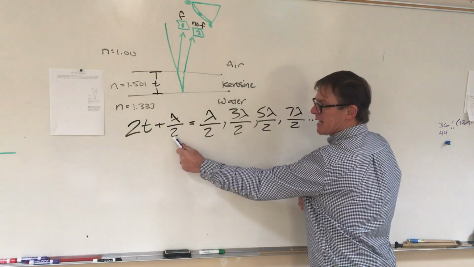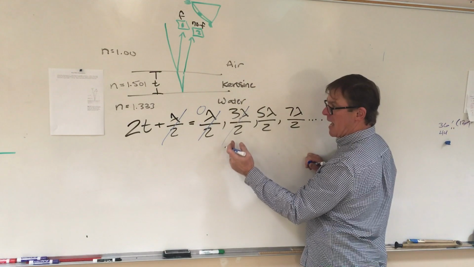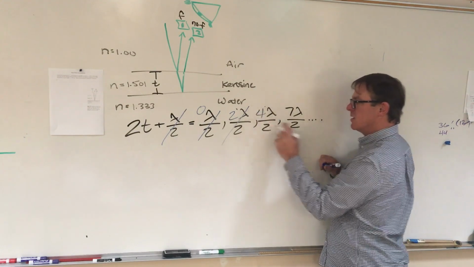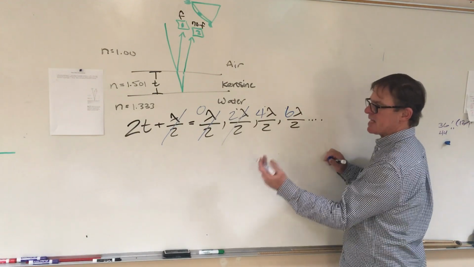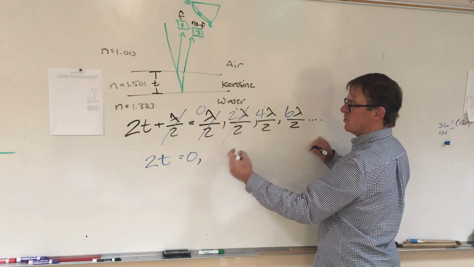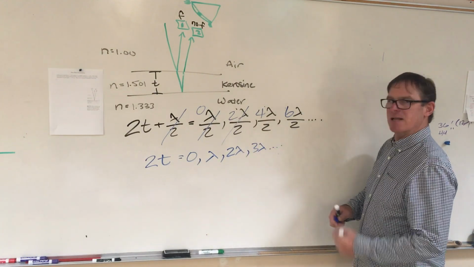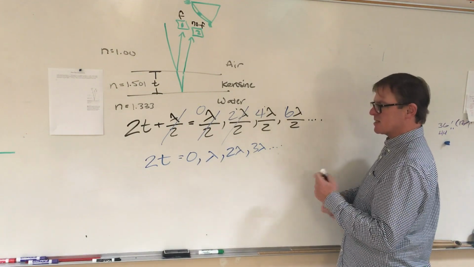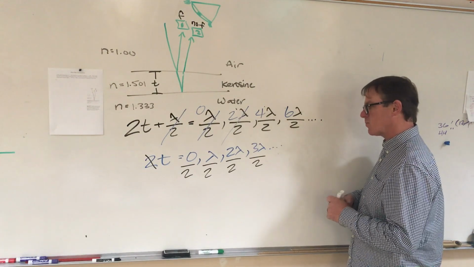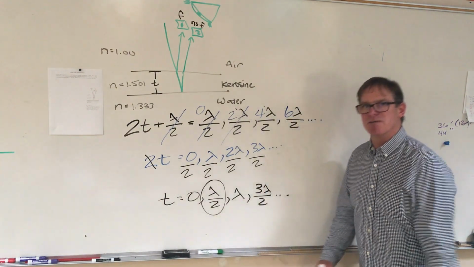Okay, I'm going to subtract a half from both sides. When I do, this becomes 0, this becomes 2 halves, this becomes 5 halves minus a half is 4 halves, 7 halves minus a half is 6 halves, and just restating that, that means 2t equals 0 wavelengths, 2 over 2, which is 1 wavelength, 4 over 2, which is 2 wavelengths, etc. Dividing by 2 to get the single thickness that I'm interested in, I get 0 over 2, wavelength over 2, 2 over 2, 3 over 2, etc. Now I'm just going to rewrite those as this is the minimum thickness that gives me destructive interference for green light.